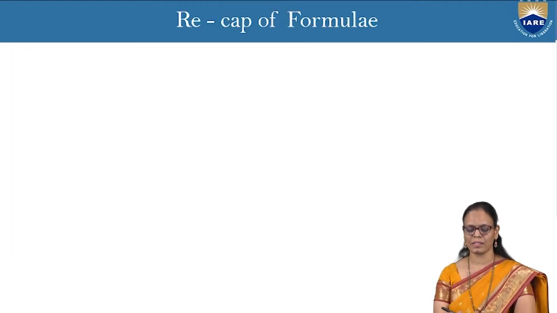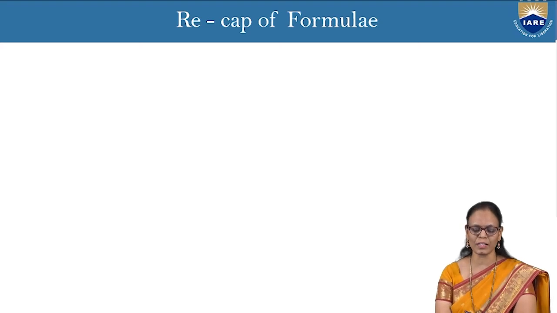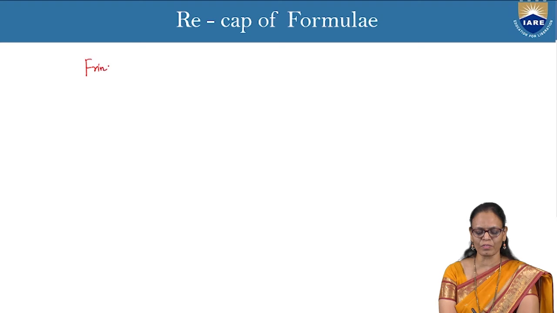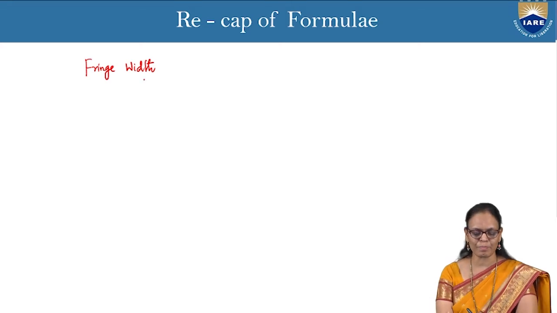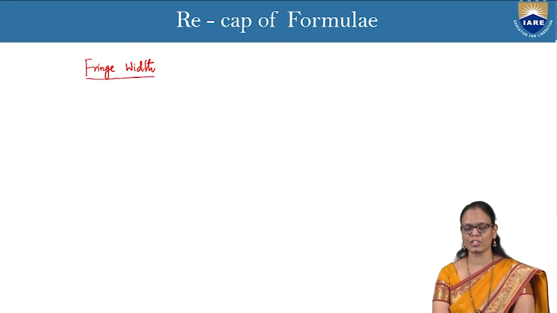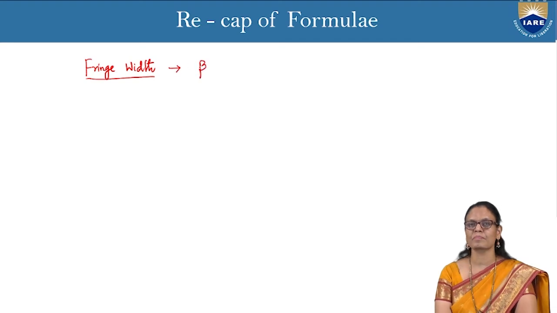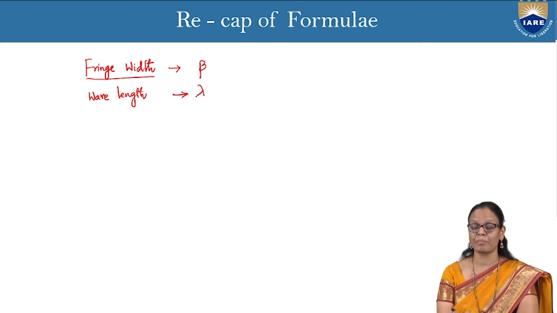Now let us have a quick recap of what we are going to use throughout our numericals. We are doing numericals only on fringe width today. We may be taking Young's double slit experiment or the biprism experiment, but we will calculate the fringe width. Fringe width is denoted by beta, and the wavelength of the light source is denoted by lambda.